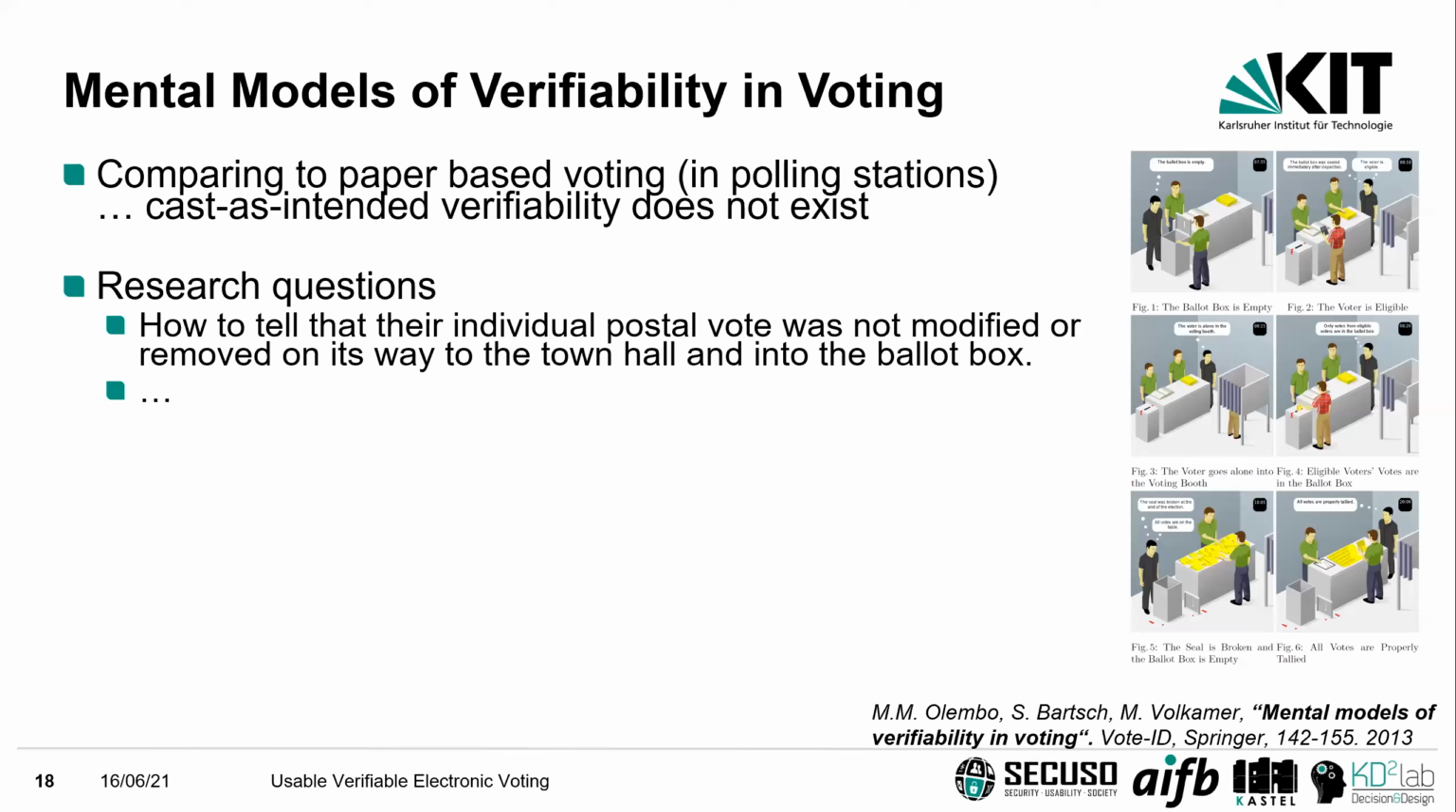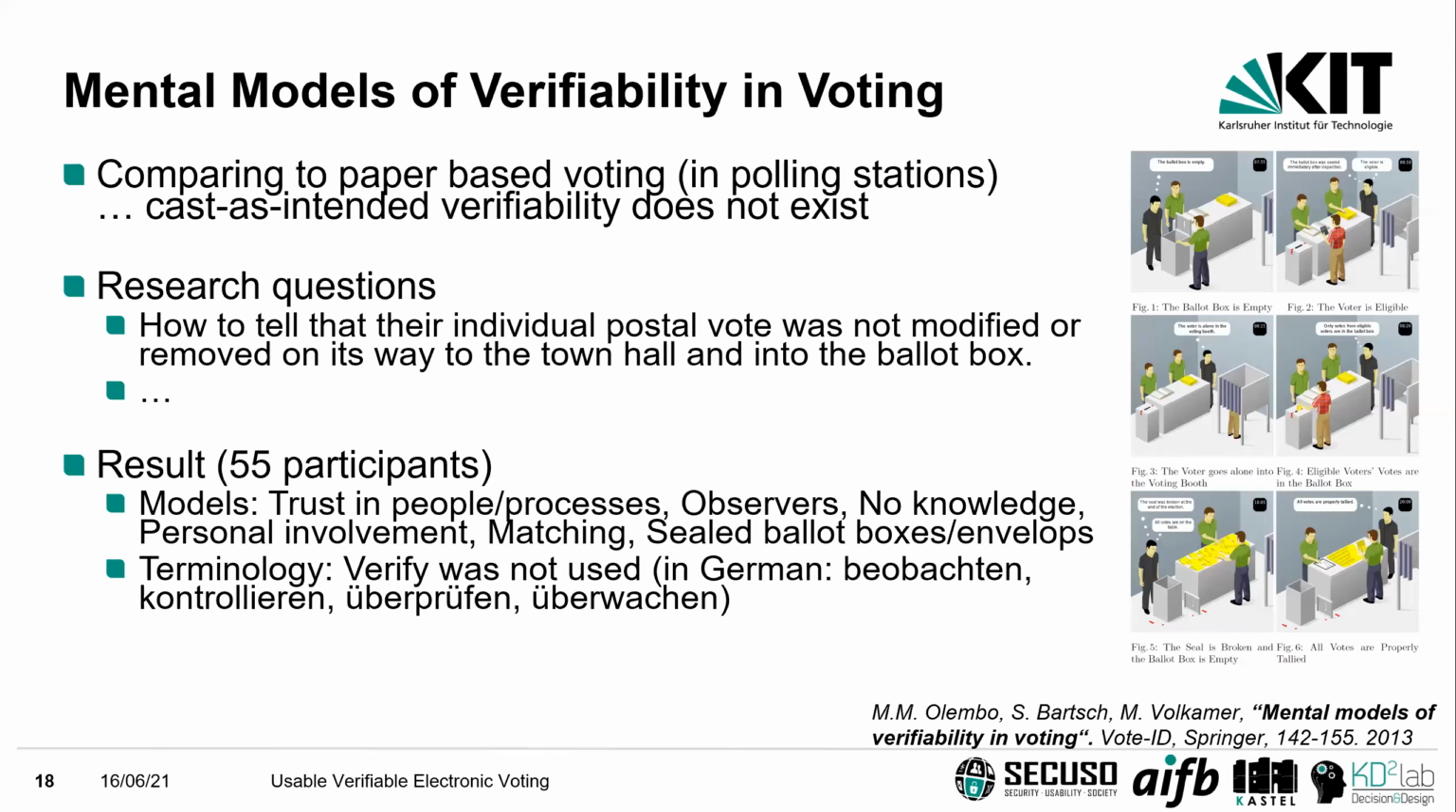So we ask them how they can tell that the individual postal vote or vote in the polling station was not modified or removed. So we had a lot of these research questions, and it turned out that the most common mental model is trust in people and processes. So only very rarely all the others were mentioned. So even though this study was conducted in Germany, where we have this possibility to verify, people say, okay, they simply trust in people and processes. And then there were some that mentioned something like, okay, there are observers around. They simply have no clue.